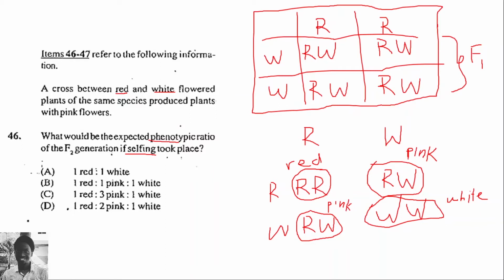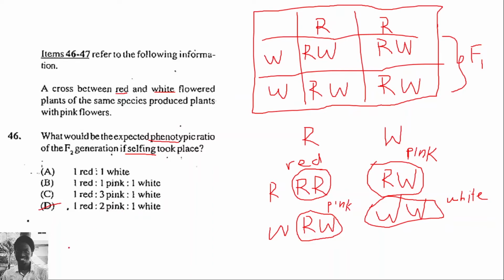chance that the offspring would be red, 2 out of 4 chance the offspring would be pink, and 1 out of 4 chance the offspring would be white. So the ratio would be 1 red to 2 pink to 1 white. So we are asked for the F2 phenotypic ratio. So it's 1 red, 2 pink, and 1 white. So that's D. Okay, our answer here is D.